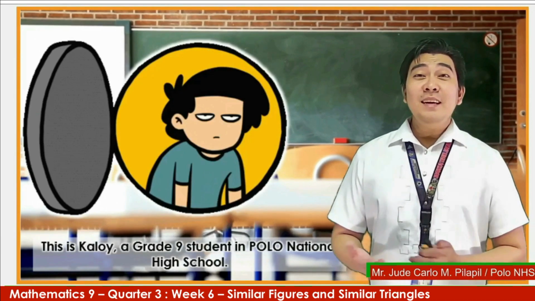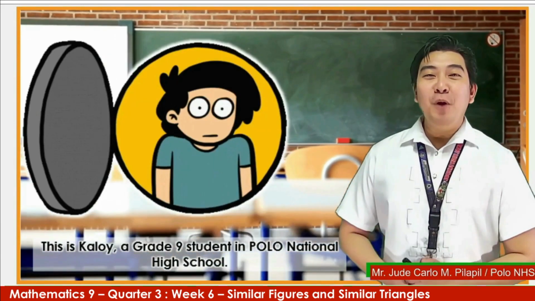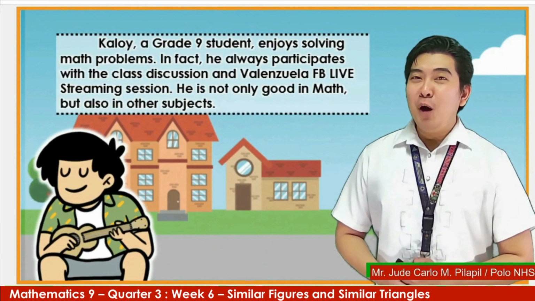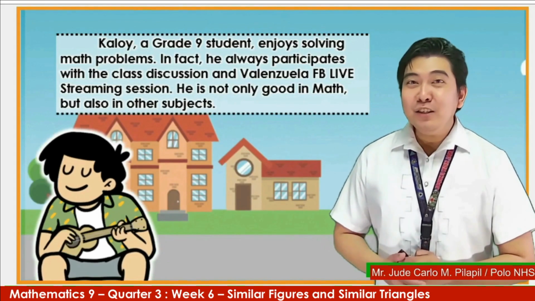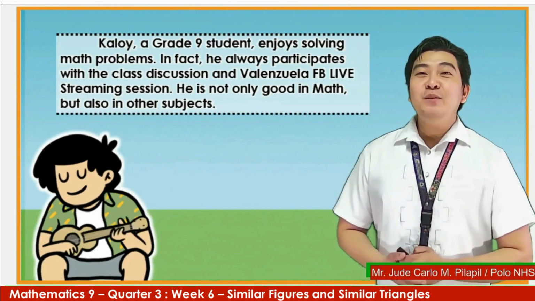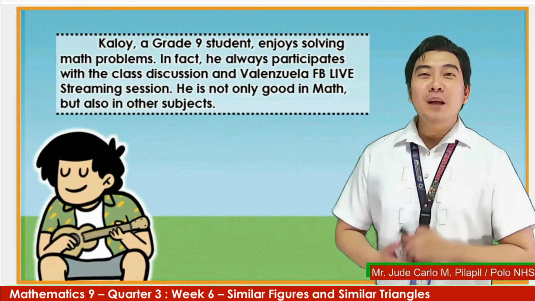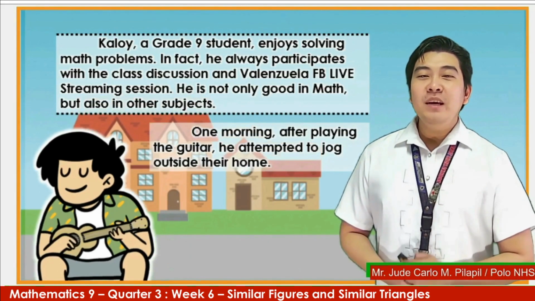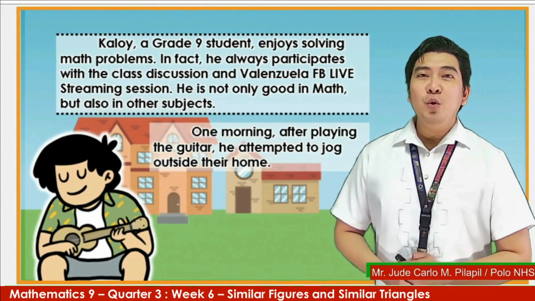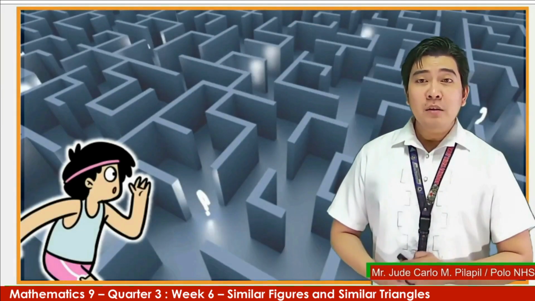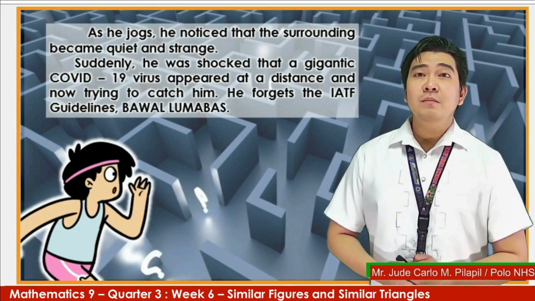This is Kaloy. He is a grade 9 scholar in math problems. In fact, he always participates in the class discussion and the Valenzuela FB live streaming sessions. He is not only good in math, but also in other subjects. One morning, after playing the guitar, he attempted to jog outside their home. As he jogs, he noticed that the surrounding became quiet and strange.